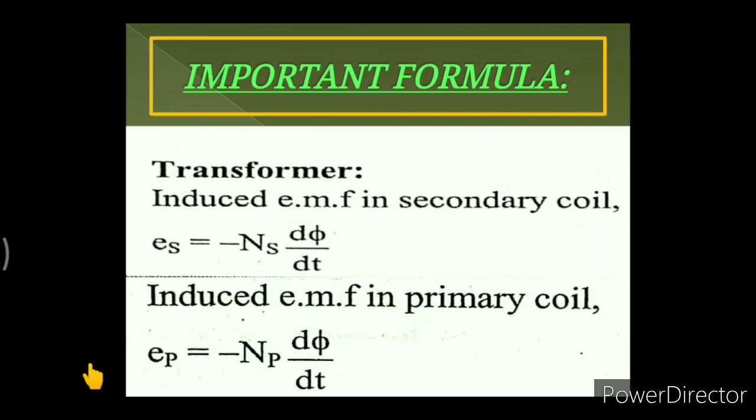Then the induced EMF in the secondary coil is given as ES, where ES represents the induced EMF in the secondary coil, equal to NS into d phi upon dt, where NS is the number of turns of the secondary coil. And the induced EMF in the primary coil is represented as EP, given as EP is equal to minus NP into d phi by dt, where NP represents the number of turns in the primary coil.